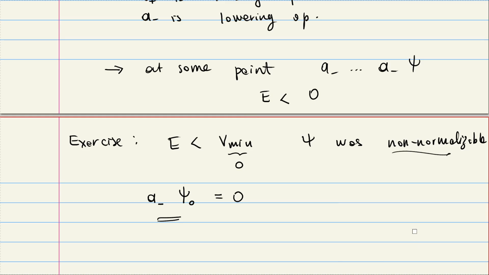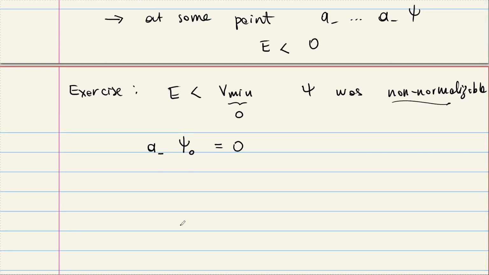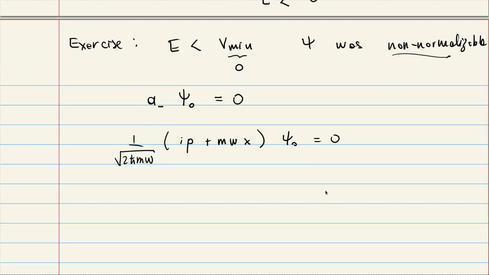Yes. Now we want to solve this besides 0, right? That's our task, and I think we have a good time for that. Let's do this. So what was A minus? A minus was 1 over root 2 h bar m omega. So A minus is i times P plus m omega x, and this entire thing is acting on psi 0, and this is giving us 0. So that's what we need to solve now.